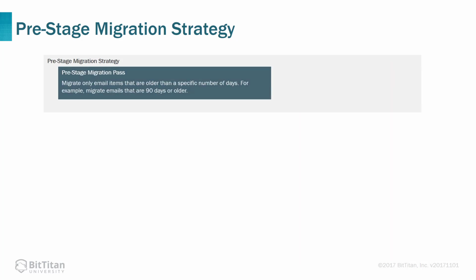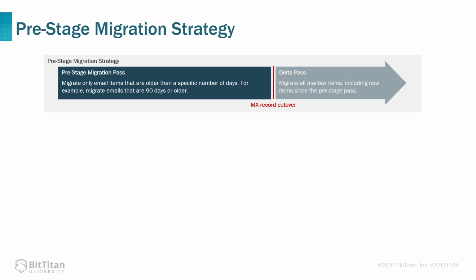With this migration strategy, you perform a pre-stage migration pass to migrate only email that is older than a specified number of days. For example, email that is older than 90 days. Once the pre-stage migration pass is finished, your customer's mail exchanger, referred to in the industry as MX records, can be updated to point to the destination email system. This is referred to as the MX record cutover, and it is the point at which your customer's users can begin using the destination email system, since email will start routing there.